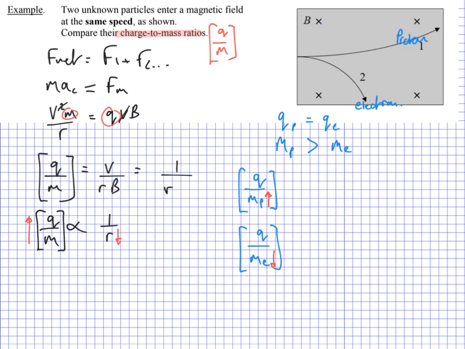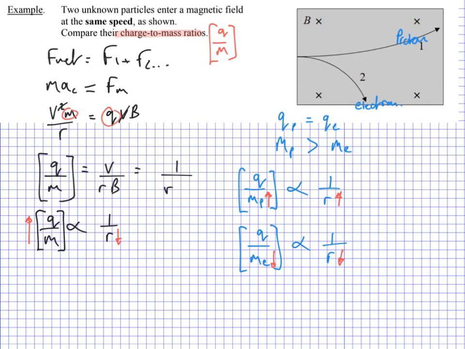And so that means, because I have an inverse relationship, if the mass of the proton goes up, what has to happen to the radius? Well, that also has to go up. So this shows you that if you increase the mass, which you do in a proton when compared to an electron, as this goes up, so does the radius. And so with my electron, this is proportional to a decreasing radius.